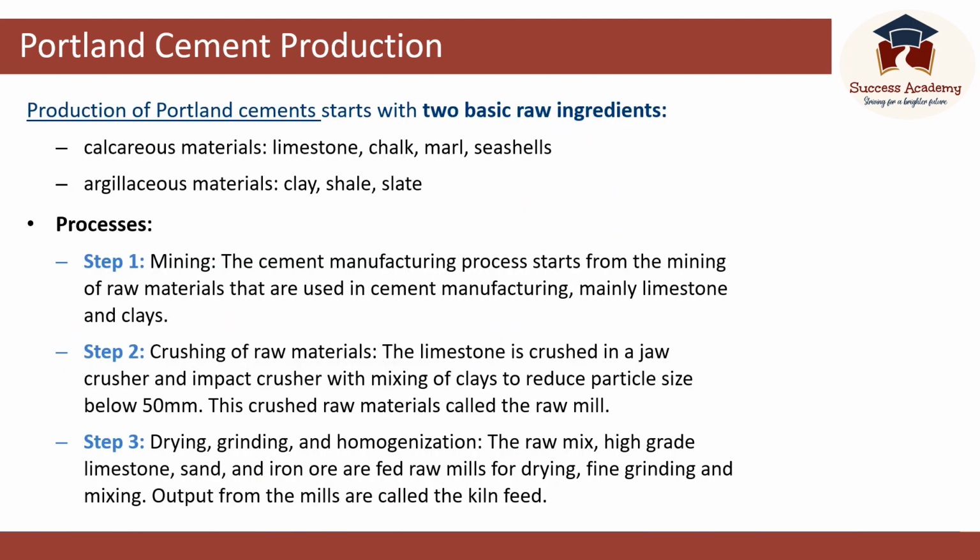Production of Portland cement starts with two basic raw ingredients, mainly limestone and clay. The first step is mining these raw ingredients, and the second step is crushing of raw material. The limestone is crushed in a jaw crusher and impact crusher with mixing of clay to reduce the particle size below 50 millimeters. This crushed raw material is called the raw mix. The third step is drying, grinding and homogenizing. The raw mix of high-grade limestone, sand and iron ore is fed to raw mills for drying, fine grinding and mixing. Output from these mills is called the kiln feed.